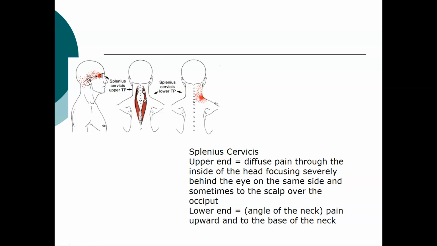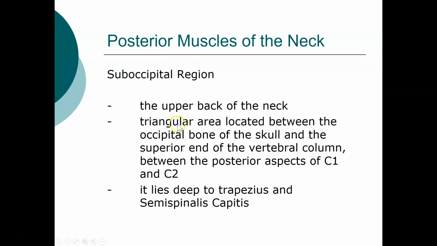At the upper end, we find that it causes diffuse pain through the inside of the head, focusing severely behind the eye on the same side, and sometimes to the scalp over the occiput. I've sort of said this with the last couple of muscles. It's going to be quite unusual for your patient, if they haven't felt it before, to say that they actually feel pain behind their eye, and it's not uncommon. The lower end of the muscle finds pain at the angle of the neck, upward and to the base of the neck. So you see here, the upper trigger point tends to arise here behind the eye. Lower tends to arise right at the angle of the neck to the shoulder and arises up towards the head.